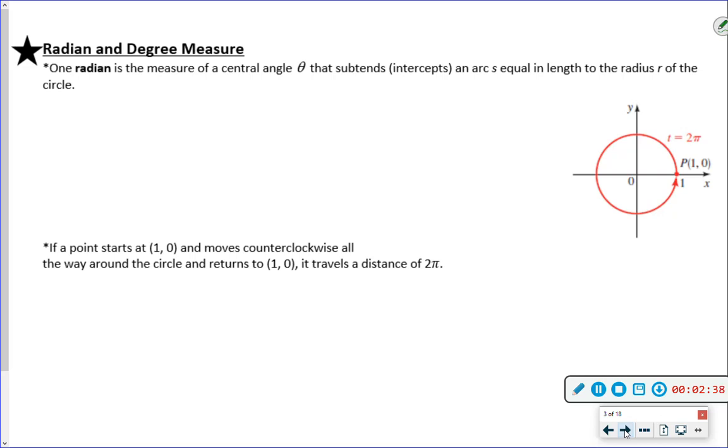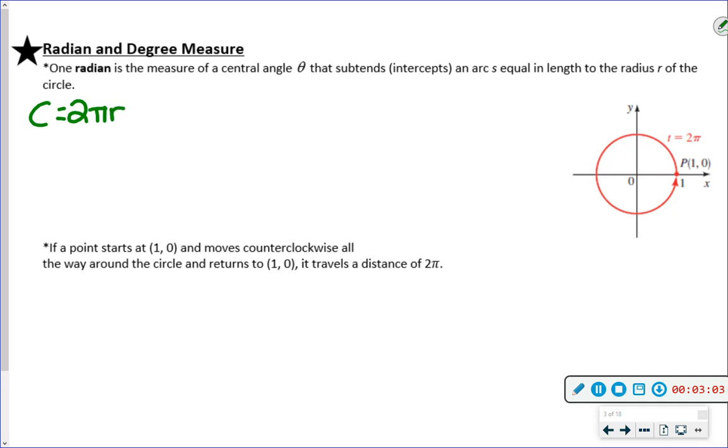So 1 radian, it says, is the measure of the central angle theta that subtends, or intercepts, an arc s equal in length to the radius of the circle. That sounds like a foreign language up there. Okay, let's relate it to geometry, something that you know. What is the formula for the circumference of a circle? That was quick, I like it, 2 pi r.